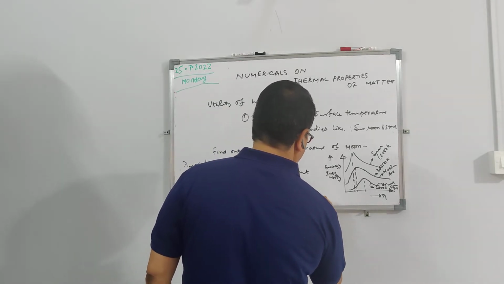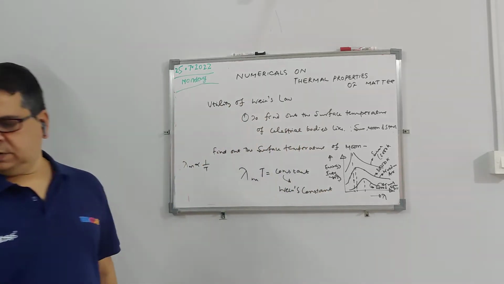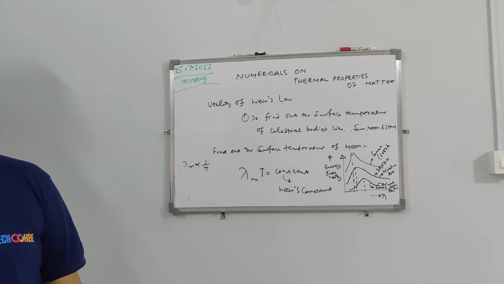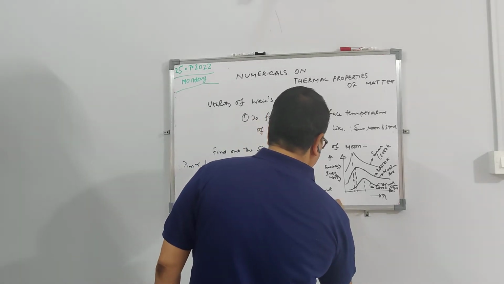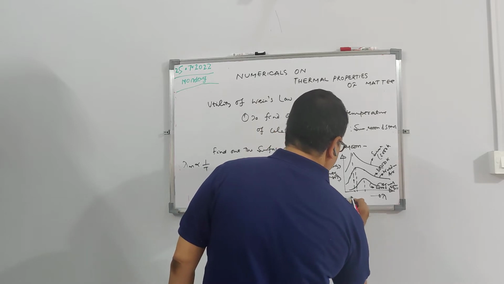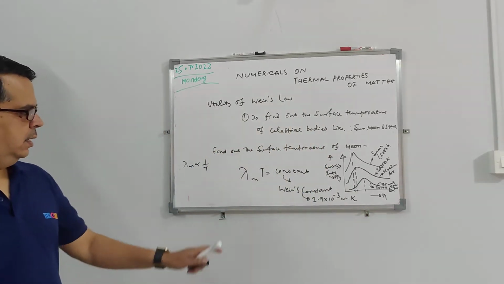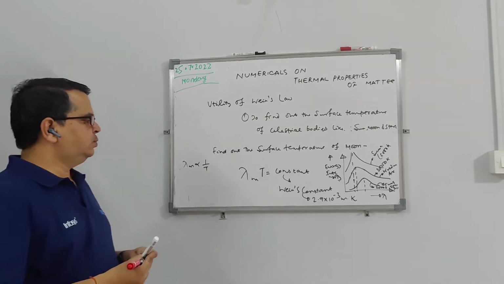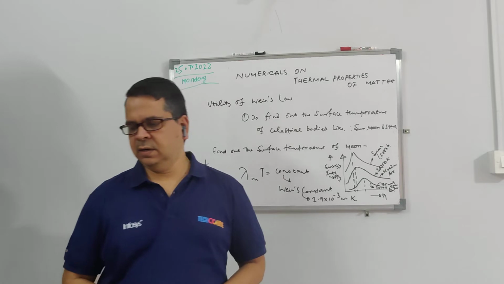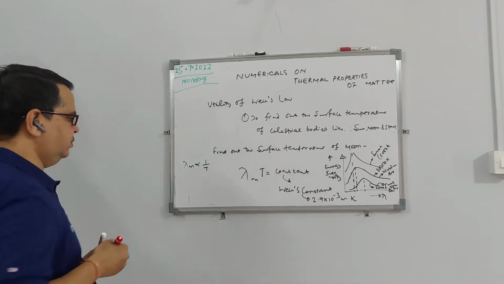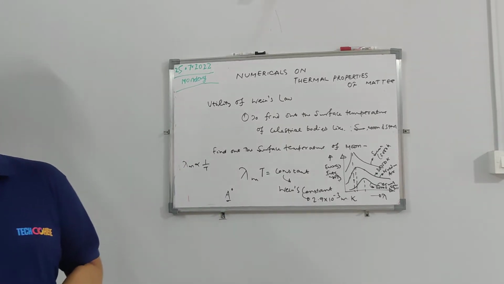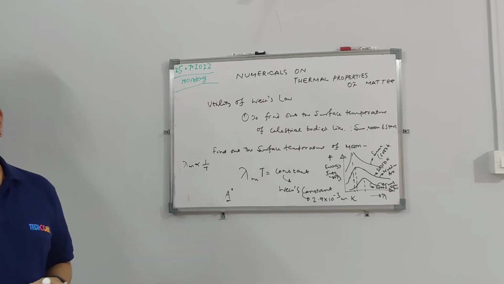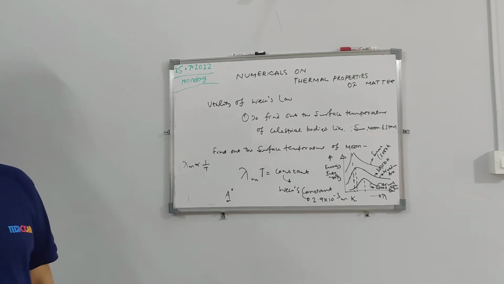So Wien's constant value will normally be given. The value of Wien's constant is 2.9 into 10 to the power minus 3 meter Kelvin, because lambda has unit of meter and T has unit of Kelvin. Normally the wavelength will be in angstrom, which is 10 to the power minus 10 meter, but you have to write the unit in SI unit, that is meter. So the value will be 2.9 into 10 to the power minus 3 meter Kelvin.